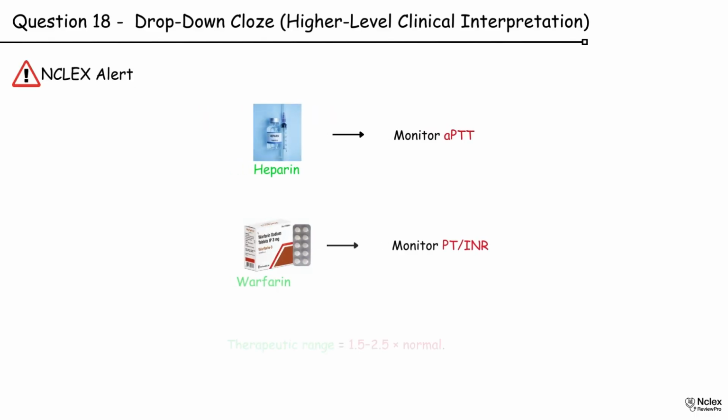Here's your NCLEX alert. Heparin is monitored with a PTT. Warfarin is monitored with PT/INR. Do not mix them up. Therapeutic heparin equals 1.5 to 2.5 times normal aPTT.